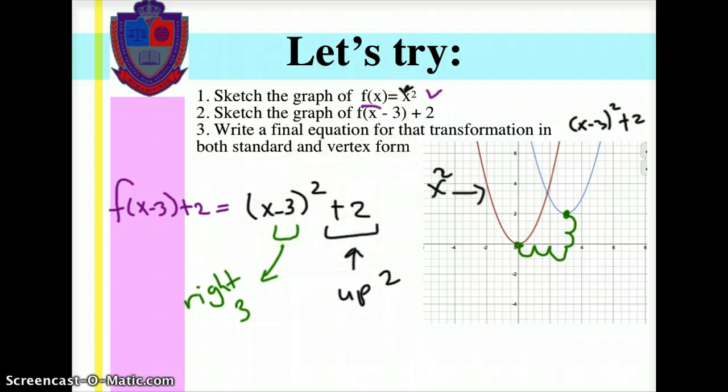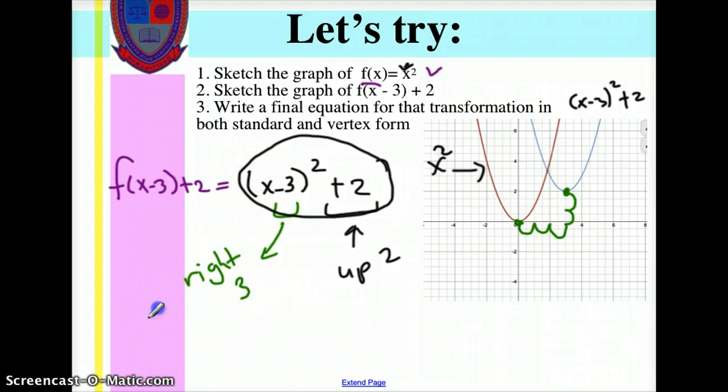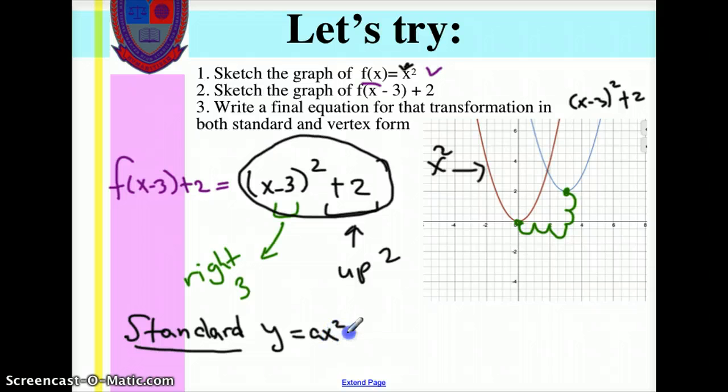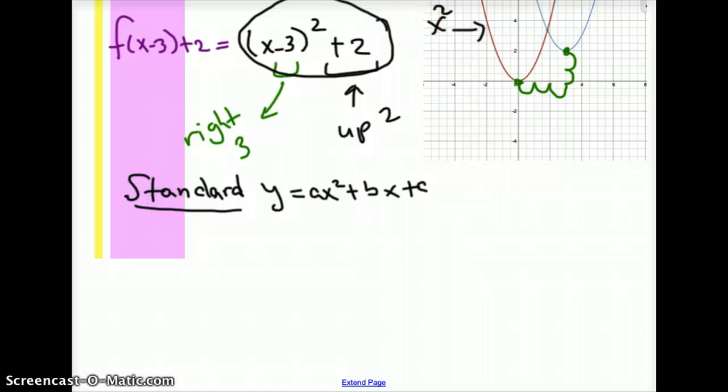Now, how do we write this in standard form? My vertex form is right here. I need to make this into standard form. So what am I going to do? Standard form, let's just write it here so you don't get confused. Standard form for a quadratic, remember we talked about that already: y is equal to ax squared plus bx plus c. So I want to take this and make it into standard form, (x minus 3) squared plus 2.